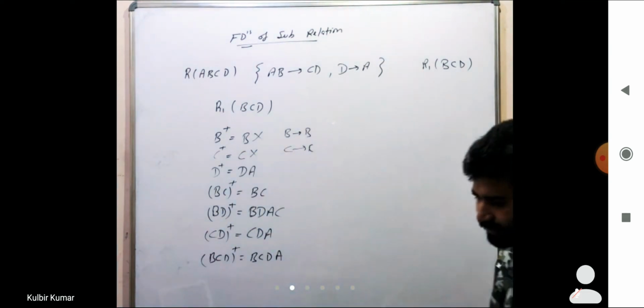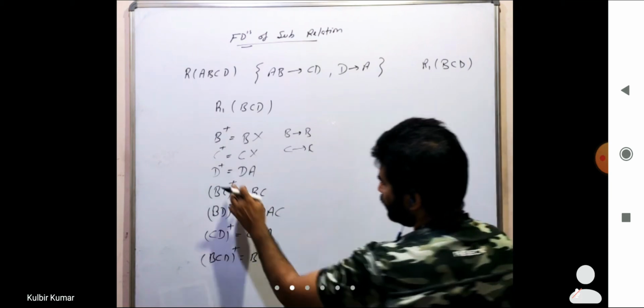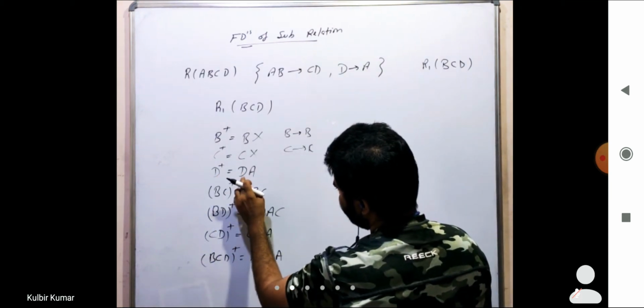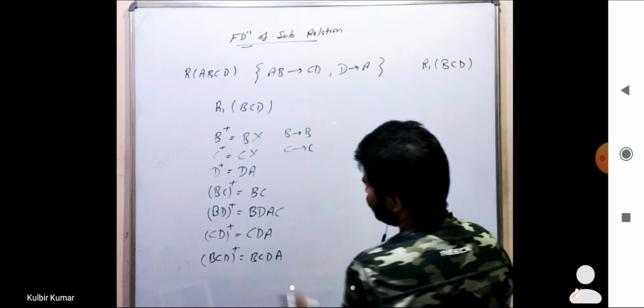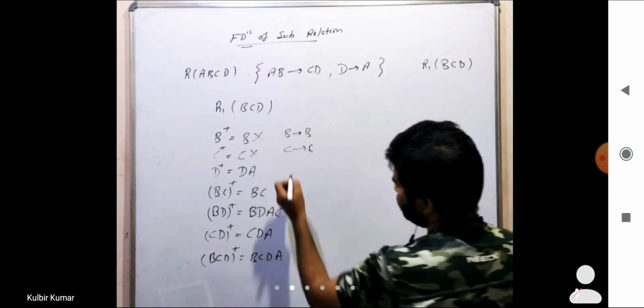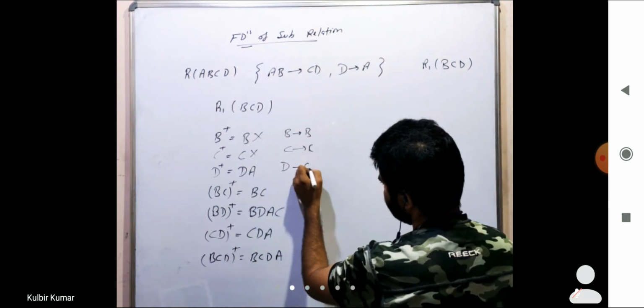Okay. Next thing, D closure. D closure means D can derive A, right? So D can derive A. This one.